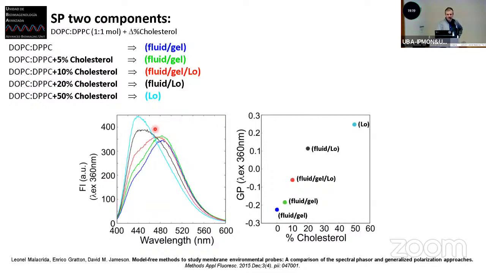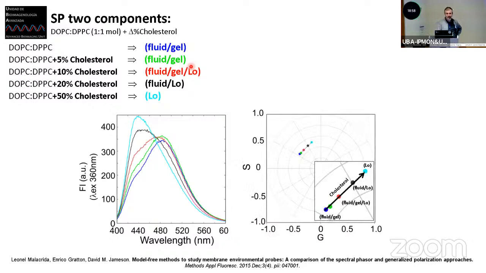And if you measure the spectra and you calculate the GP, you see that the behavior you get is sort of complex, right? You have like a sinusoidal shape. And if you want to explain this, you need to propose a physical model that includes all this information, etc. But at some point, you will be guessing. However, if we look at the spectral phasor, you see that everything comes in a line, which means that you are always going from one environment to another, so fluid to order. And what changes is the proportion between the components. So this is the reason why all the points are in the line, right?